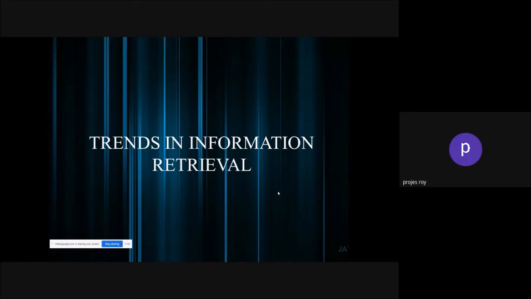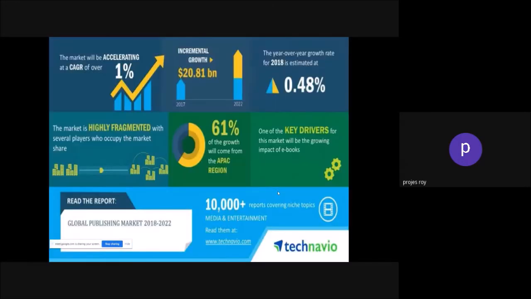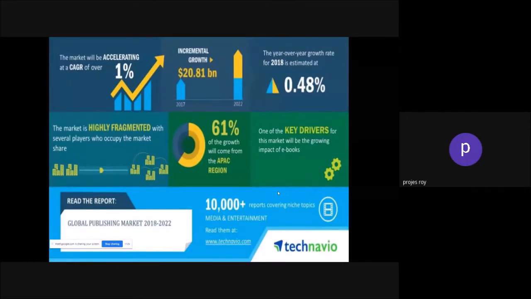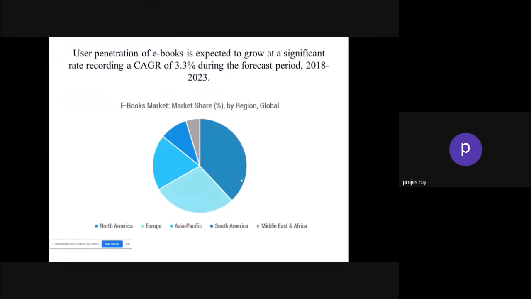So we need to understand the trends in information retrieval throughout the world, especially in India. We have gone through many universities and we have collected data. And why we are required to understand information retrieval, because if you look at the trend of the global publishing market from 2018 to 2020, it's a huge growth in electronic journals, e-resources, right? This is 61%.